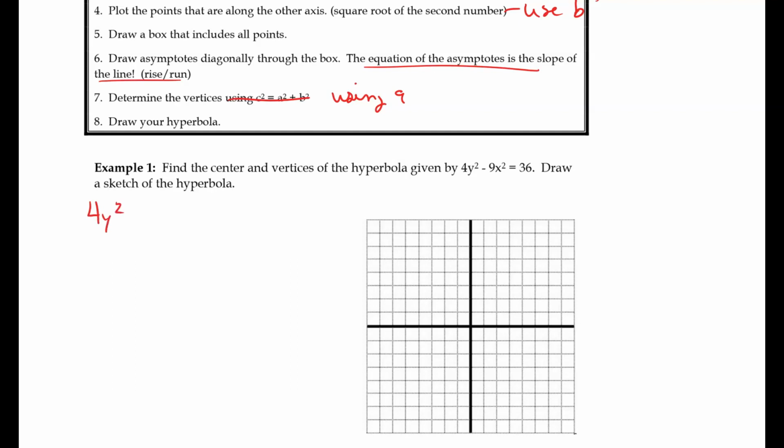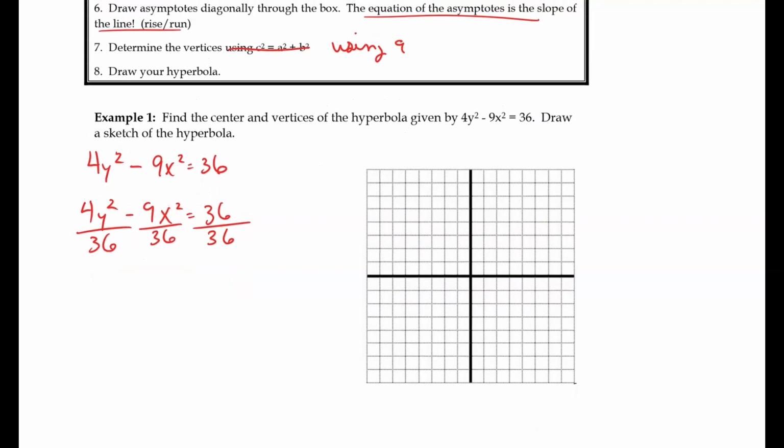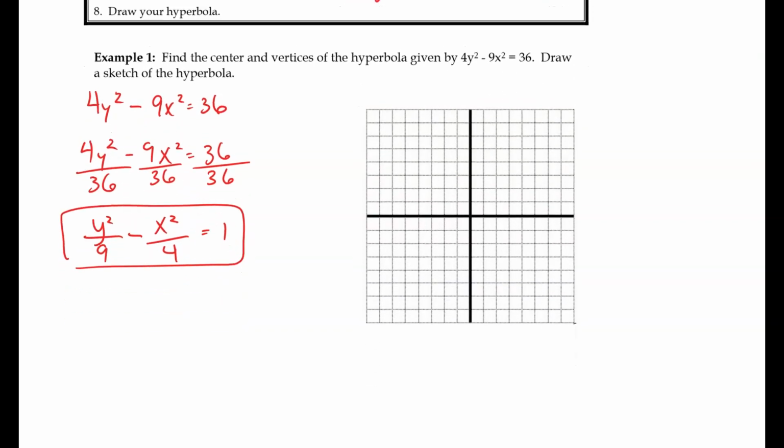Now, that is not in standard form because it needs to be equal to 1. So what are we going to do first? Well, the first thing you've got to do is change it to standard form. So to do that, I have to divide everything by 36. When we do that, we get y squared over 9 minus x squared over 4 is equal to 1. So this is my standard form of my hyperbola.